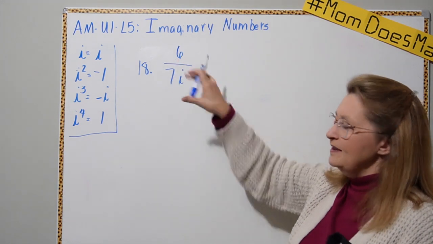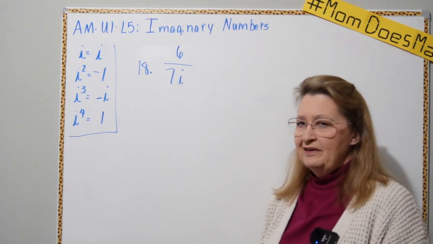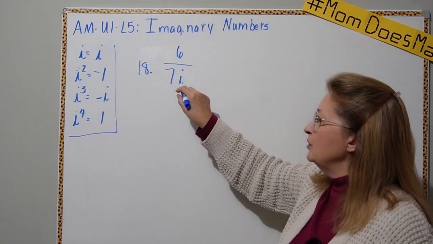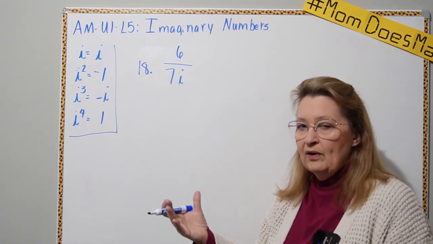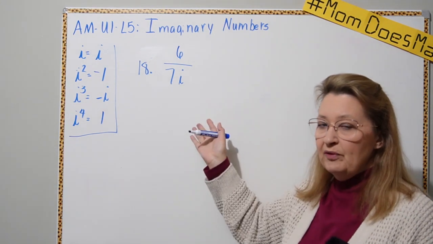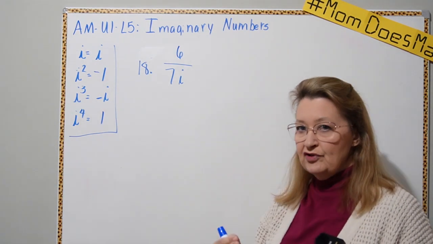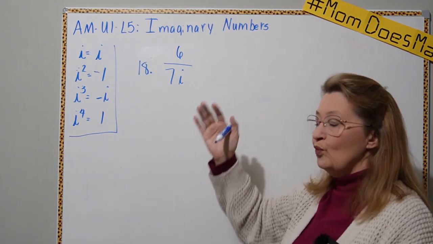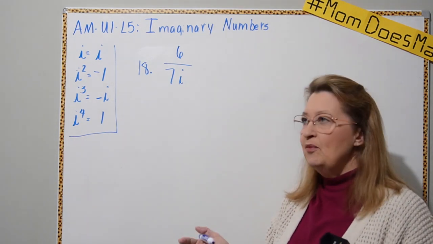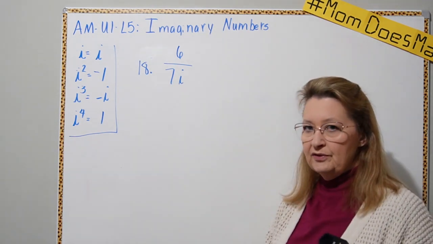Number 18 is 6 over 7i. So you might be looking at that thinking, what am I supposed to do? Okay, an i, as we remember, correlates to a square root of negative 1. You don't want square roots in your denominator. That's irrational. So what we're going to do here is rationalize the denominator. You don't want i's in your denominator any more than you want square roots.